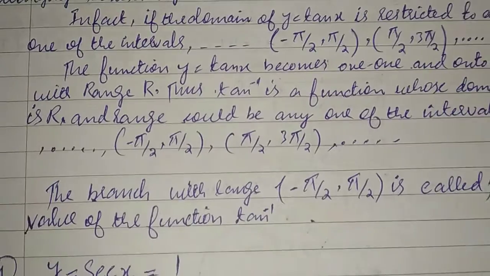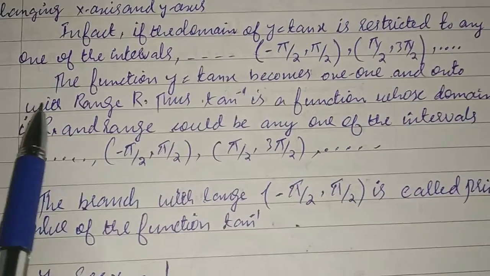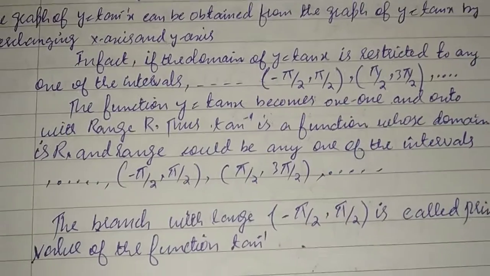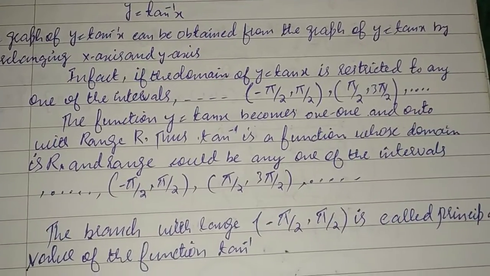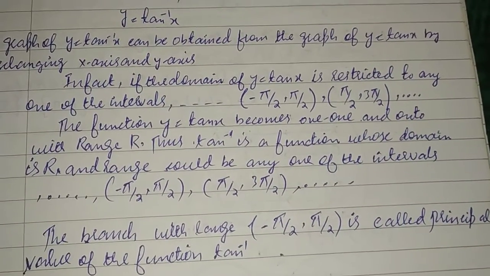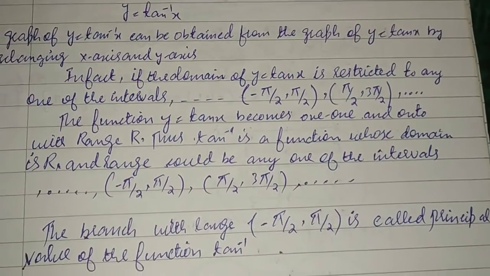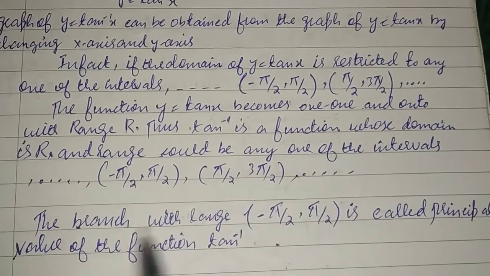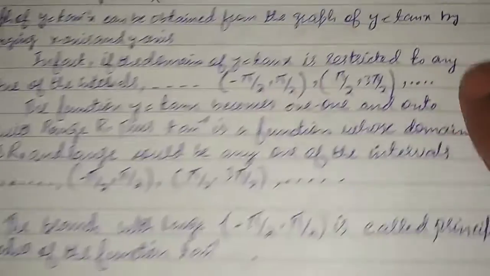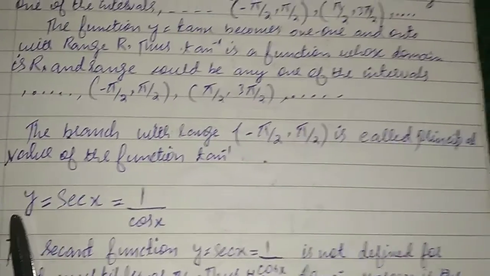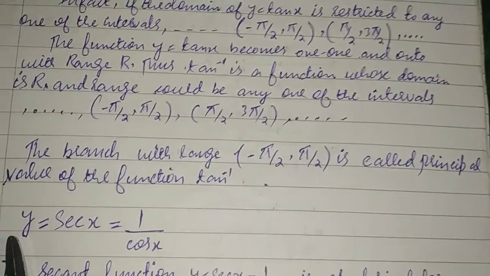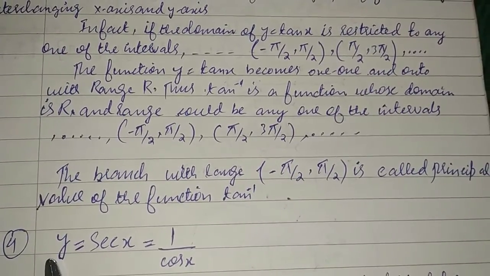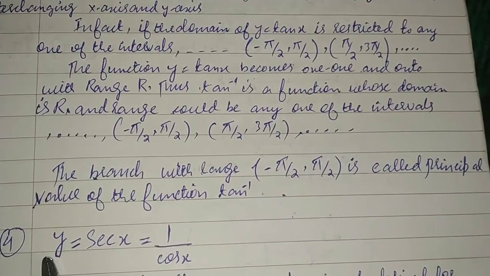Thus the function y is equal to tan x becomes one-one and onto with range R, and hence its tan inverse will be a function with domain R, and range would be any of the intervals minus pi by 2 to pi by 2 or pi by 2 to 3 pi by 2. The branch with range minus pi by 2 to pi by 2 is called the principal value of the function. Why I mentioned minus pi by 2 first, it's the principal value. Principal value means it's fundamentally dependent on this. There can be other values like pi by 2 to 3 pi by 2, but the range minus pi by 2 to pi by 2 is called the principal value of the function tan inverse.